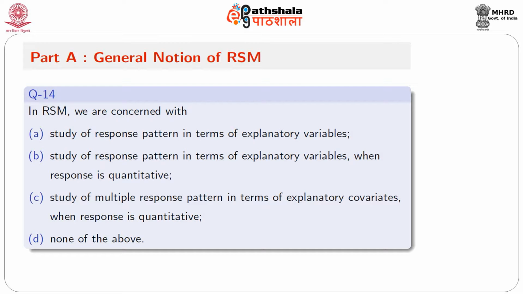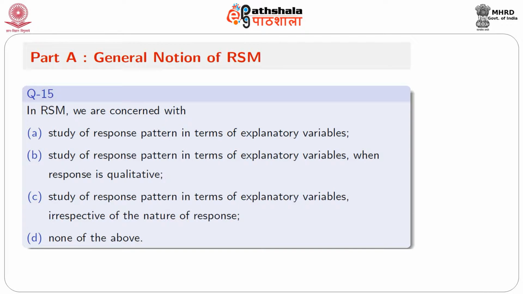And the next one is a study of multiple response patterns in terms of explanatory covariates when the response is quantitative. You are repeatedly saying the response is single. No matter how it is influenced by a collection of regressors, it is always a single-value quantity. So C can't be the result. Here it goes through none of the above, or it could at most be B, because it refers to a quantitative response.